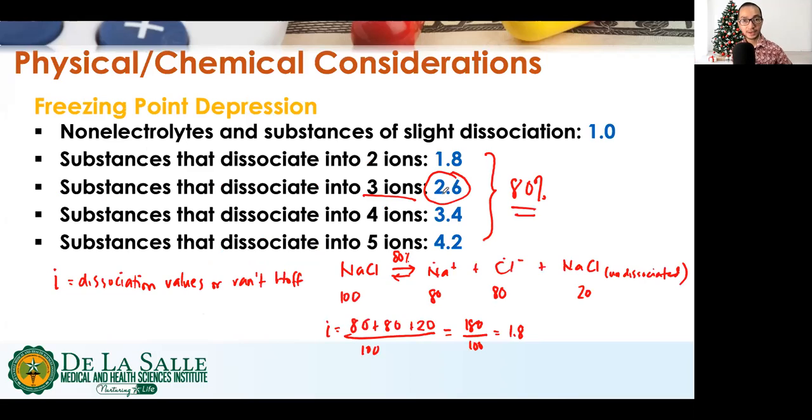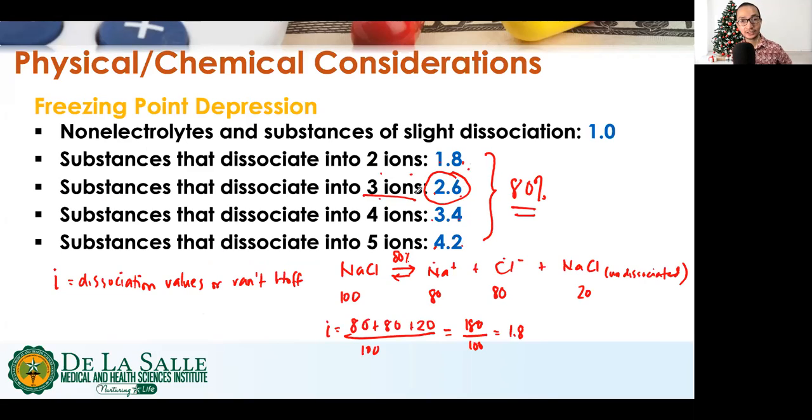I think I already mentioned in this class that there is actually a pattern here. For electrolytes having a degree of dissociation of 80%, just remember this: 1, 2, 3, and 4. Then this one decreases by 2: 8, 6, 4, and 2. So for a 2-ion electrolyte, the I is 1.8.